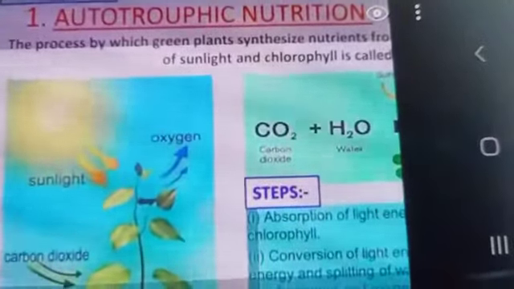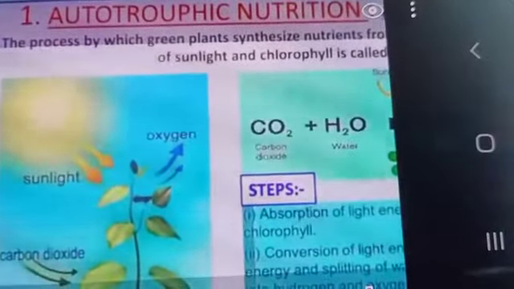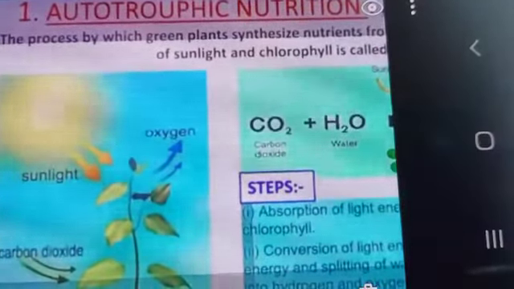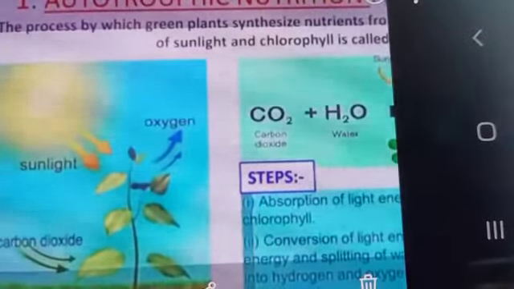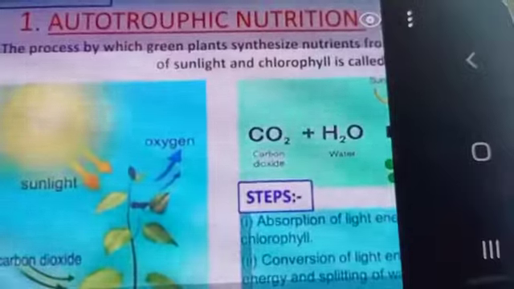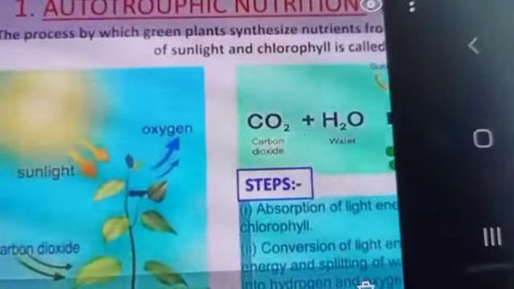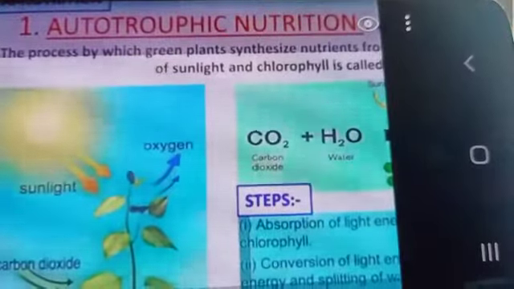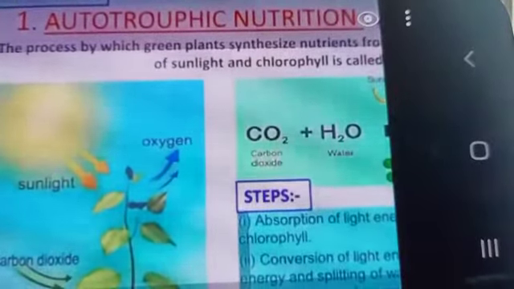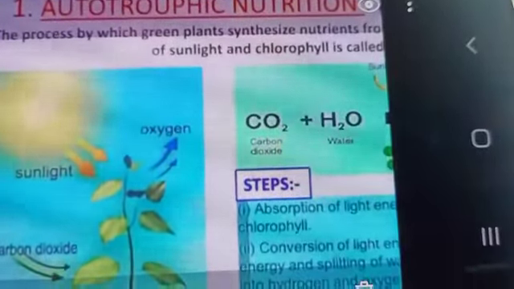So now what is autotrophic nutrition? It is the process by which the green plants synthesize food. So they prepare their own food. How they prepare it is known as autotrophic nutrition. Now we are going to learn here. Carbon and energy requirements of autotrophic organisms are fulfilled by photosynthesis. It will be made by photosynthesis.